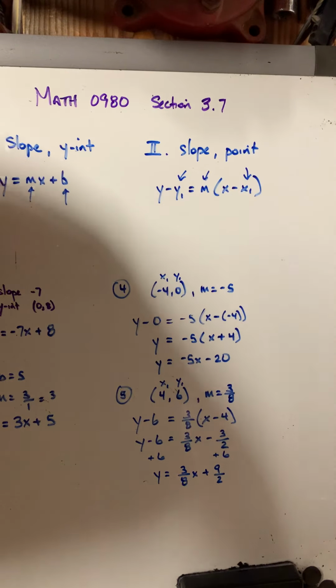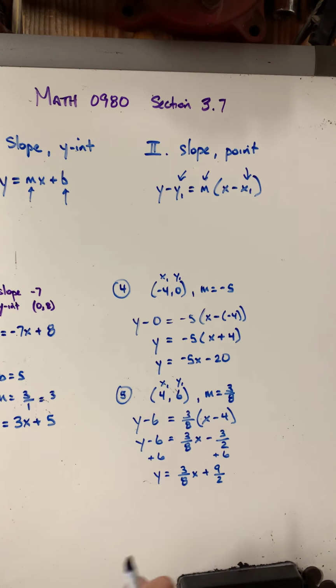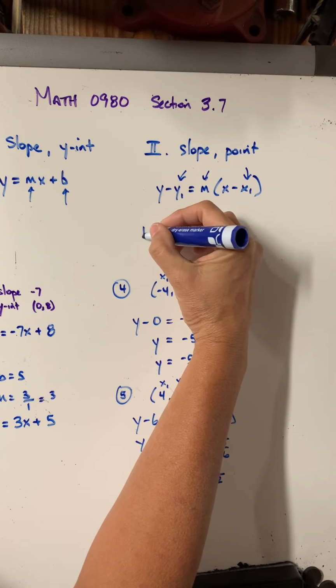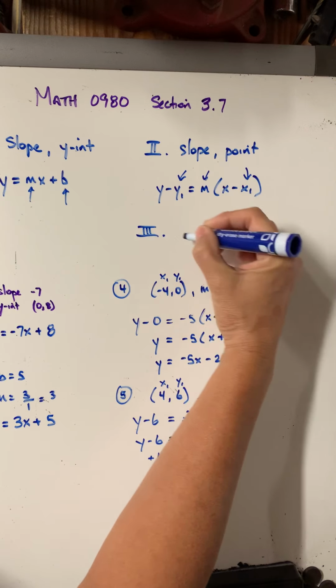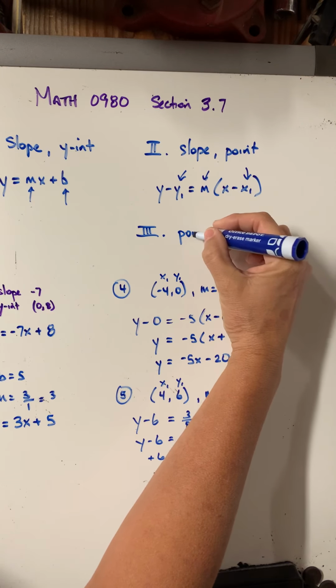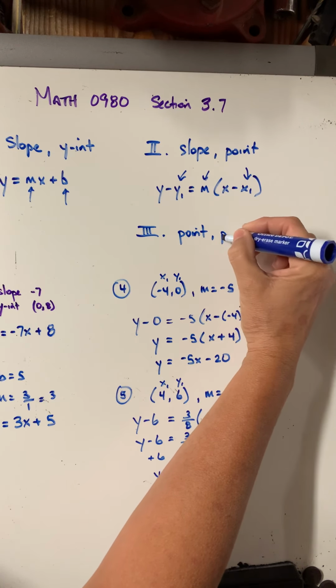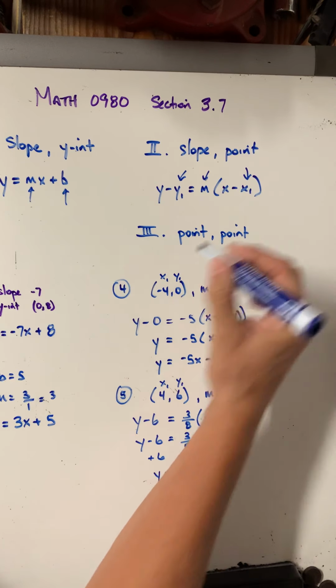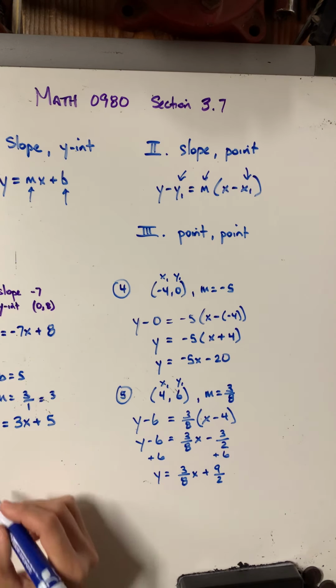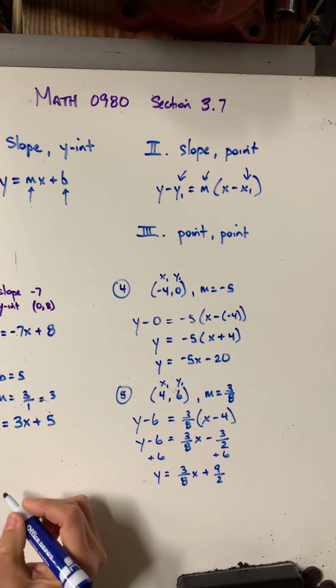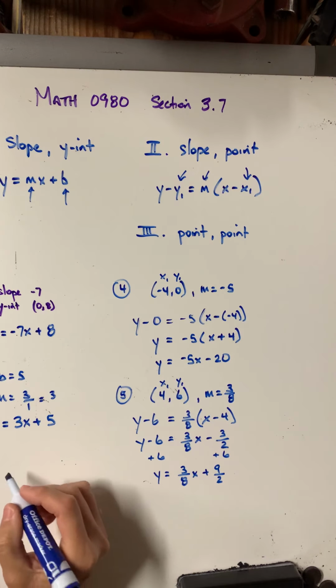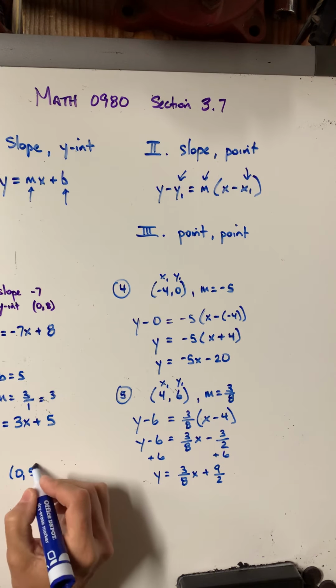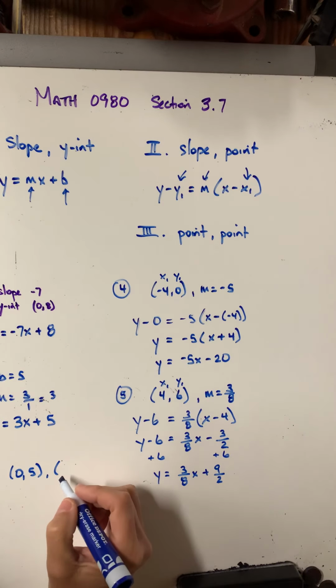Okay, so what's the third option? The third option is that they give you 2 points, a point and a point. So question number 6 is that way. They give me the point 0, 5 and 1, 10.